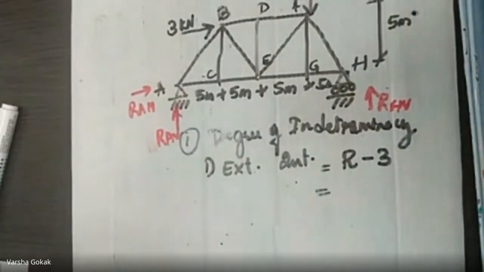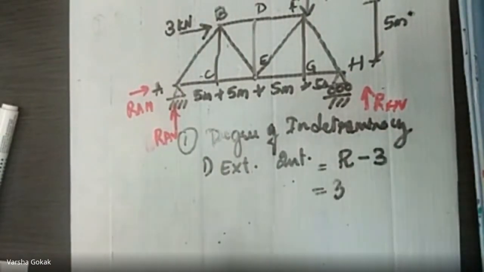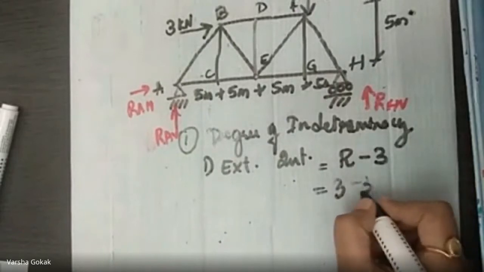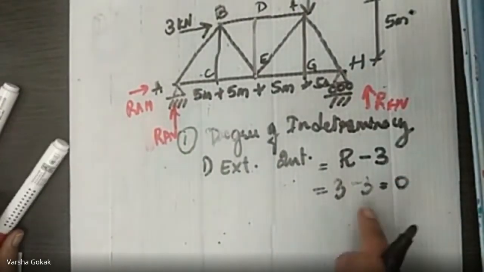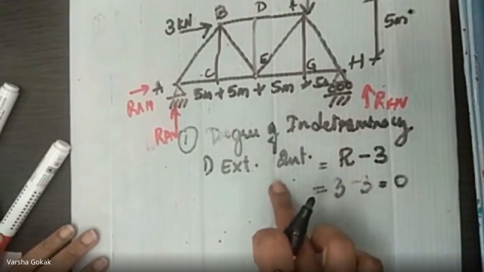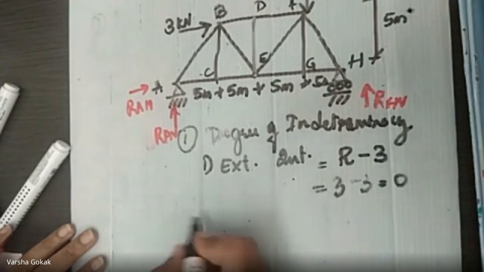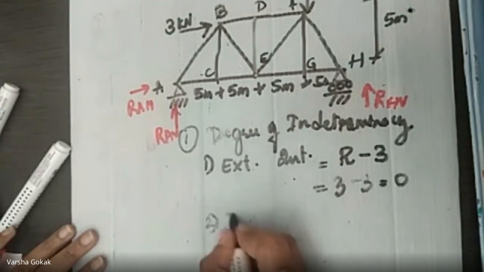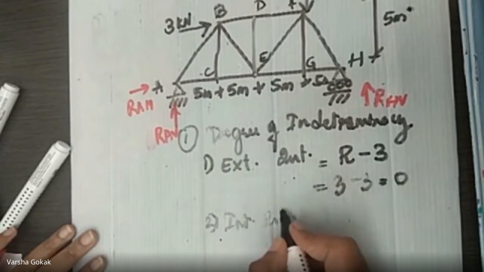So how many total reactions we have? We have 3 reactions minus 3 equations of equilibrium makes it 0. So external indeterminacy, number of reactions minus equations of equilibrium, makes it 0. Second one is your internal indeterminacy.